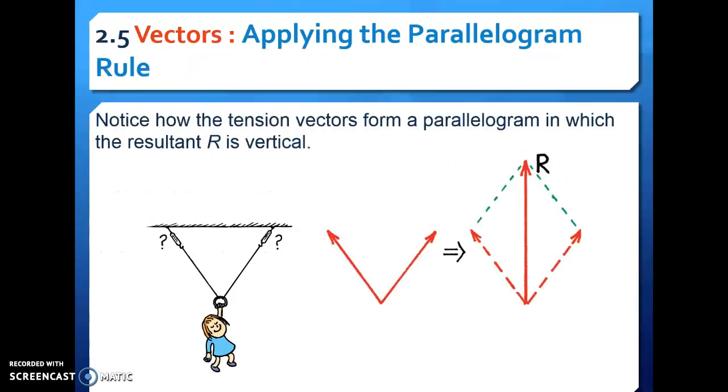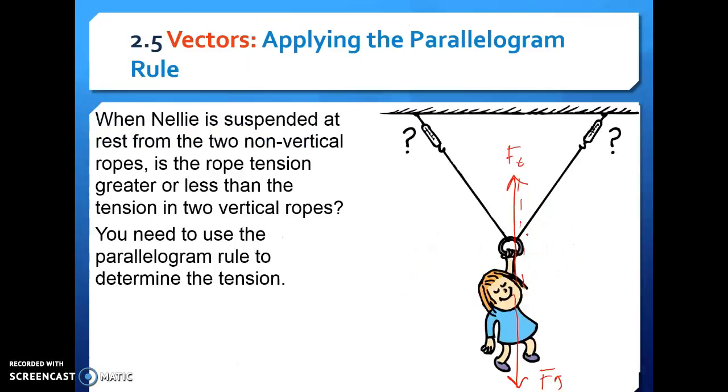Okay? So how we do this is, notice how the tension vectors form a parallelogram. Okay? So what I drew here, so this arrow is equal and opposite to this. We are going to now draw a parallelogram. Get out a ruler and make sure it matches. So this should line up. It should make a parallelogram.